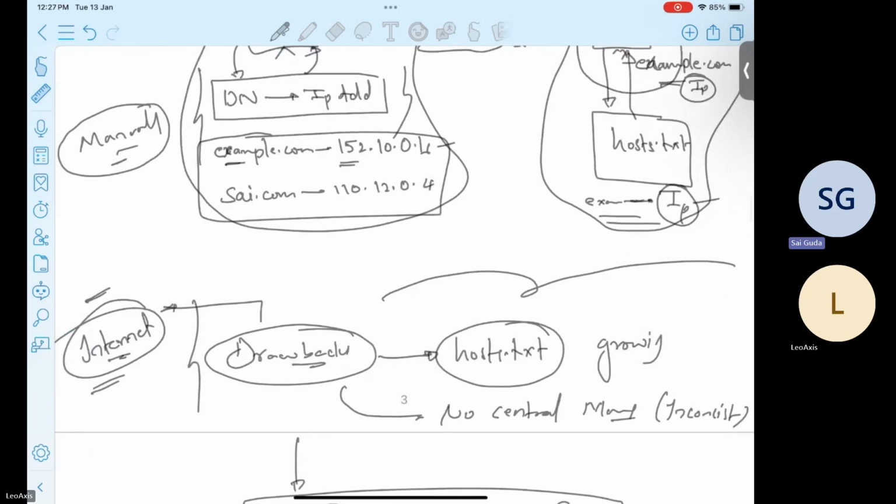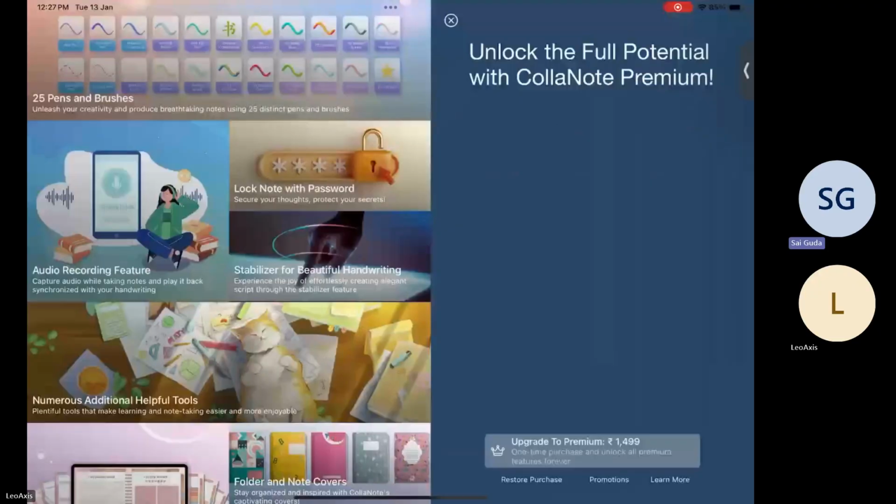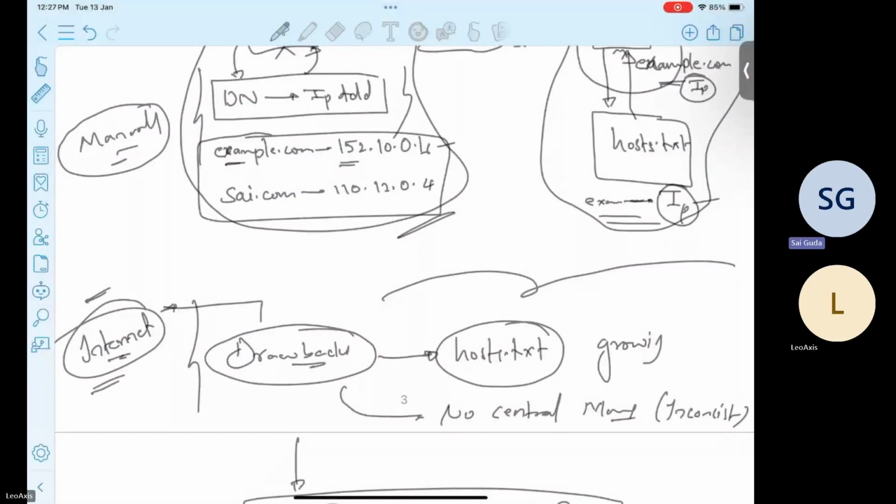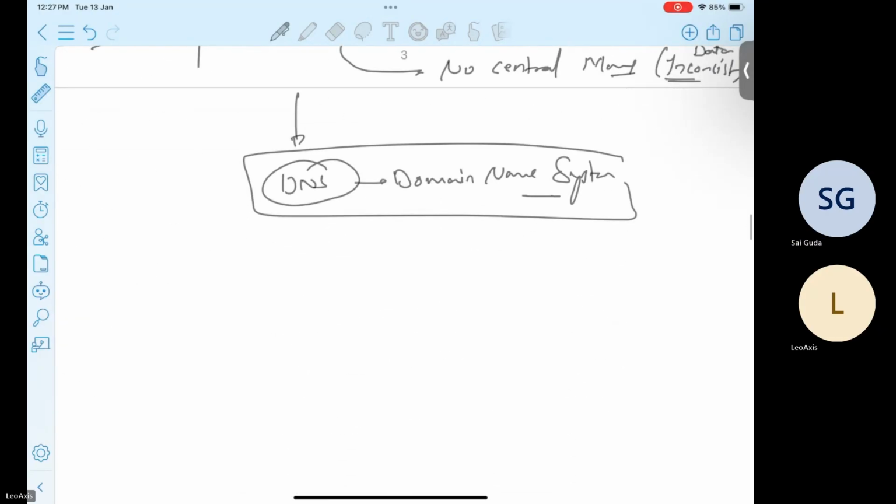But in the long run, we faced a lot of drawbacks, because this is only suitable for small networks with a small amount of data. As the internet kept growing, and with no central management, we had to update it manually. Because of the inconsistency of the data and this chaos, we decided to have a central solution, a central management, a smart solution. That is where DNS came into the picture in the 1980s.